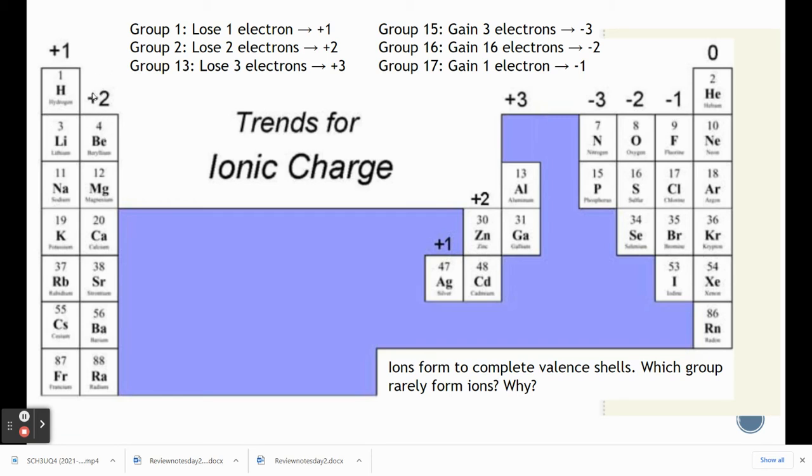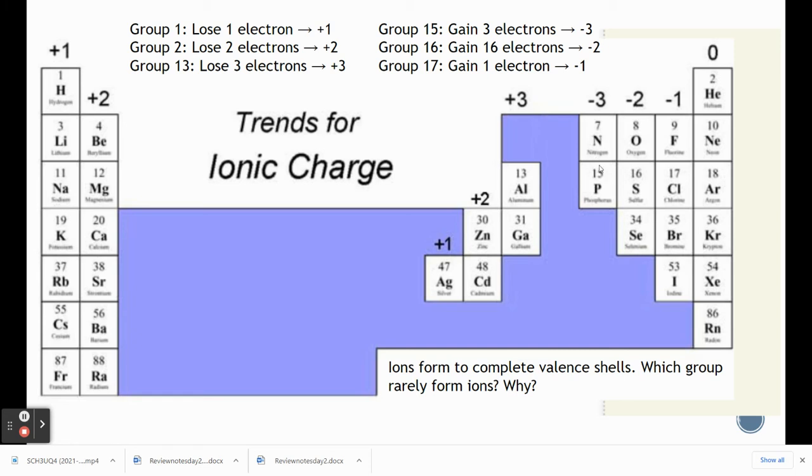If you lose two electrons, you become plus two. So if you're in group two, you lose two electrons, you become plus two. You skip the transition metals. If you're in group 13, you lose three electrons if you're a metal, and you become plus three. Group 14 behaves a little bit differently.